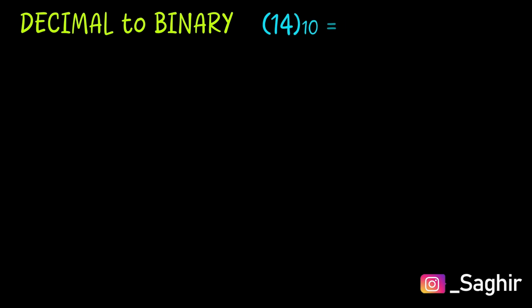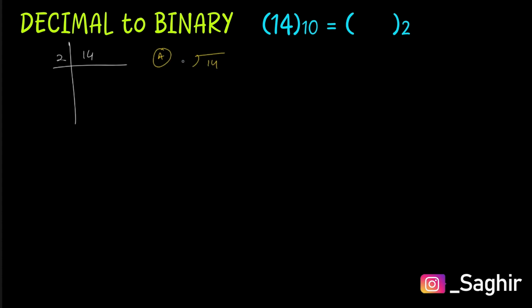Converting the decimal number 14. First of all, we will divide 14 by 2. 14 is the given decimal number and 2 is the base of binary. We will divide both of them. Multiplying 2 by 7, we will get 14, which results in a remainder of 0.